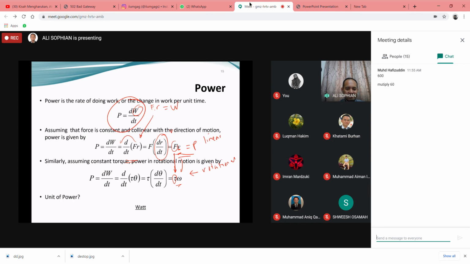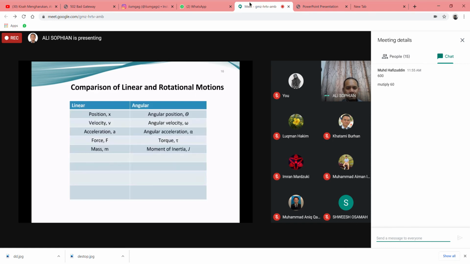The unit of power is the watt. Again, you will see kilowatt or megawatt, but basically it's watt; the kilo and mega only indicate the range or magnitude. The table here shows us the comparison between the two types of motion, linear and angular. I think it's quite straightforward.